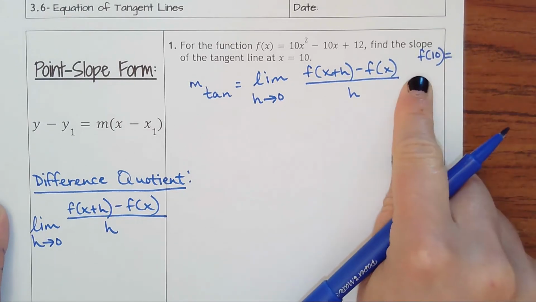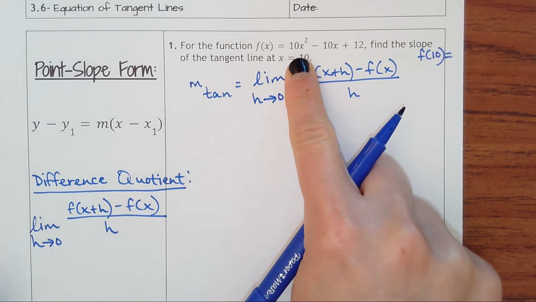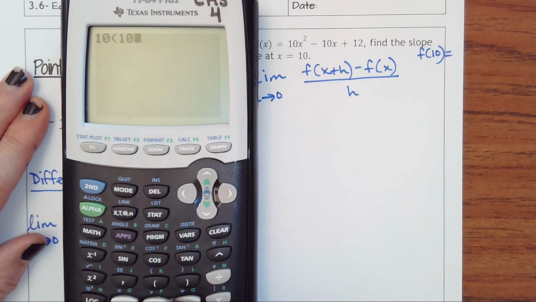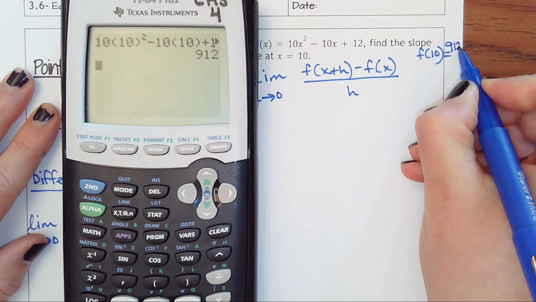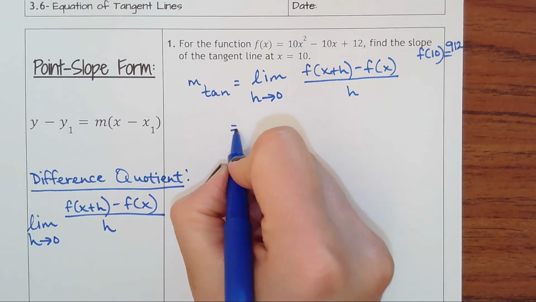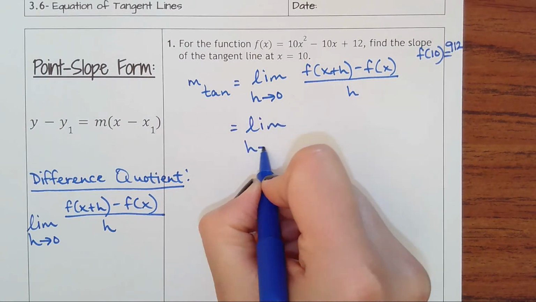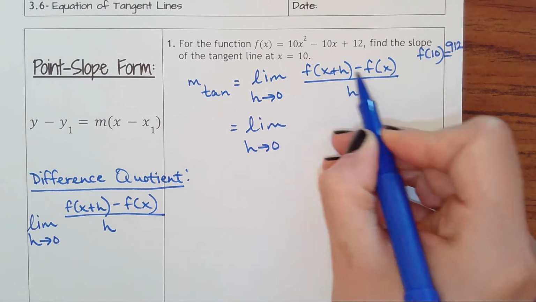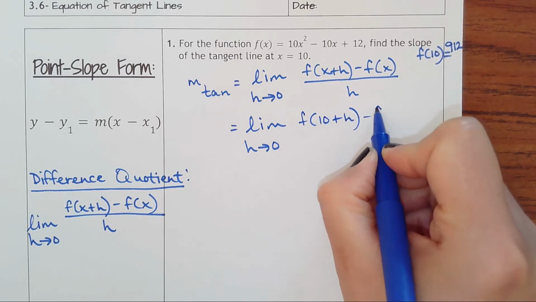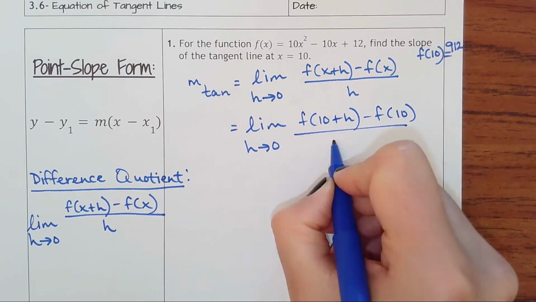So f of 10 would just be plugging in 10 here. So it'd be 10 times 10 squared minus 10 times 10 plus 12. And so we get 912. So that will go right here. Okay, but I'm getting a little ahead of myself. I'll plug in 10 for the x's. So we got f of 10 plus h minus f of 10 over h.